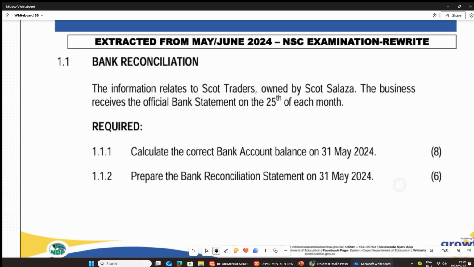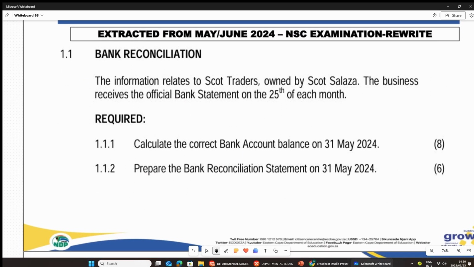Now I want us to work through an exercise together. I've taken this exercise from last year's May-June 2024 paper. It was written by the learners who rewrote, who were not happy with their marks, or those maybe who failed the subject as they applied to rewrite, and this is the paper that they wrote, and this question came directly from that. It states here, question 1.1, bank reconciliation.